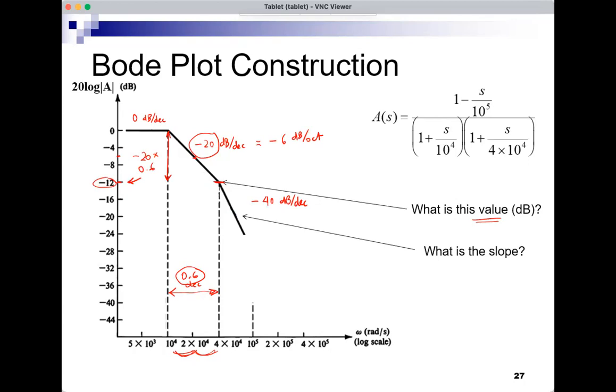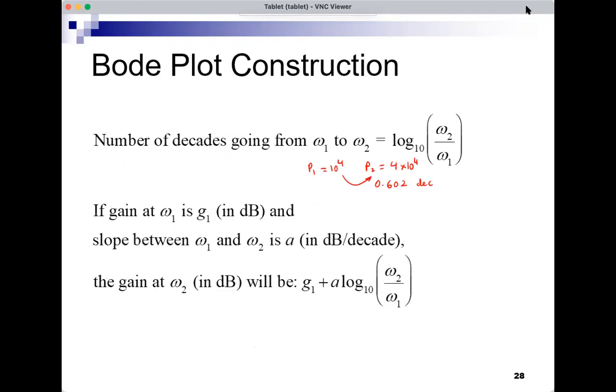So this is a general formula that you can use to estimate how many decades you have between 2 frequencies. And if the gain at omega 1 is G1 in dB, and the slope between the 2 frequencies is a in dB per decade, then here's another formula for the gain at omega 2, also in dB. It will be G1 plus a times log base 10 of omega 2 over omega 1.